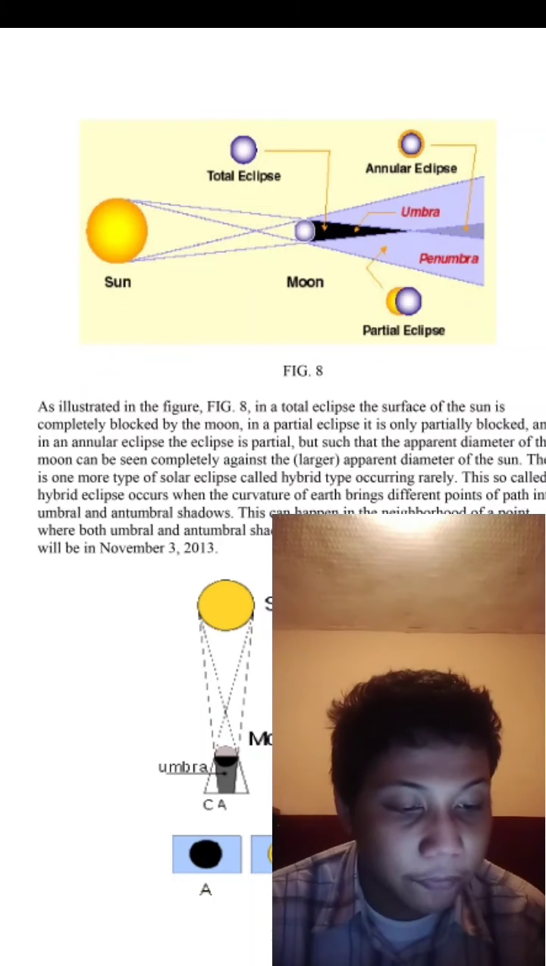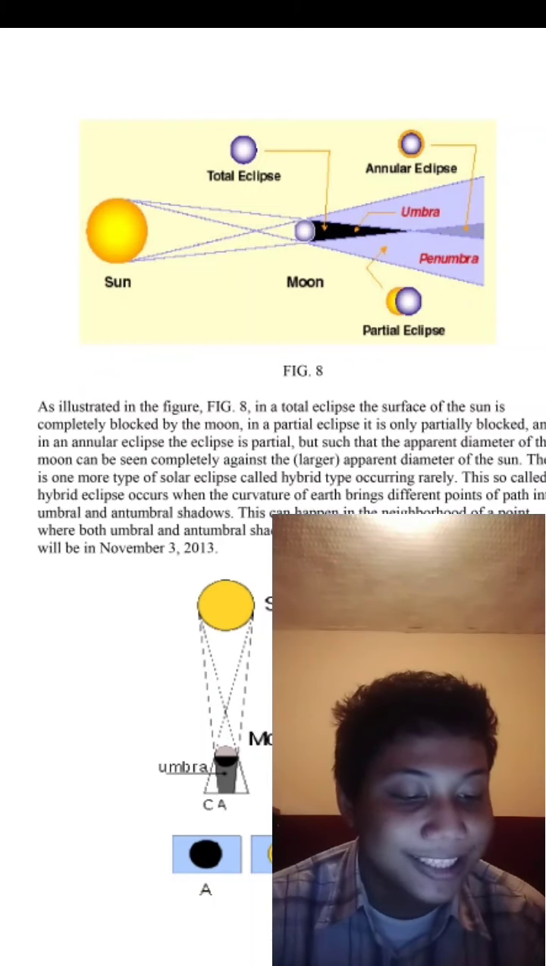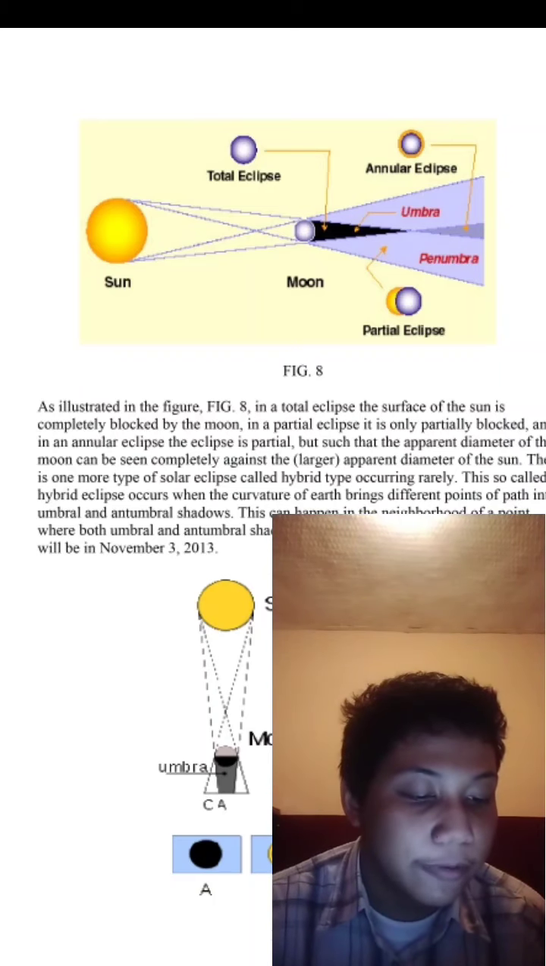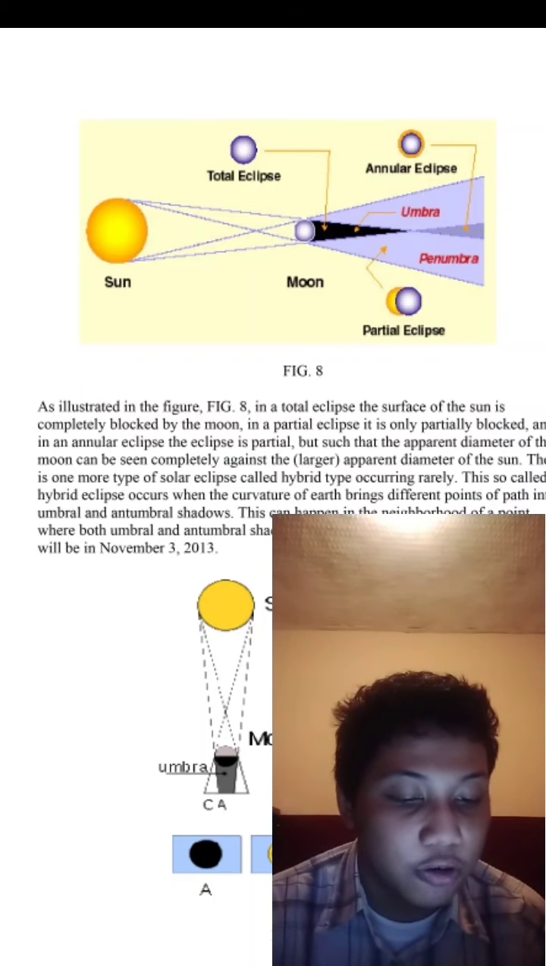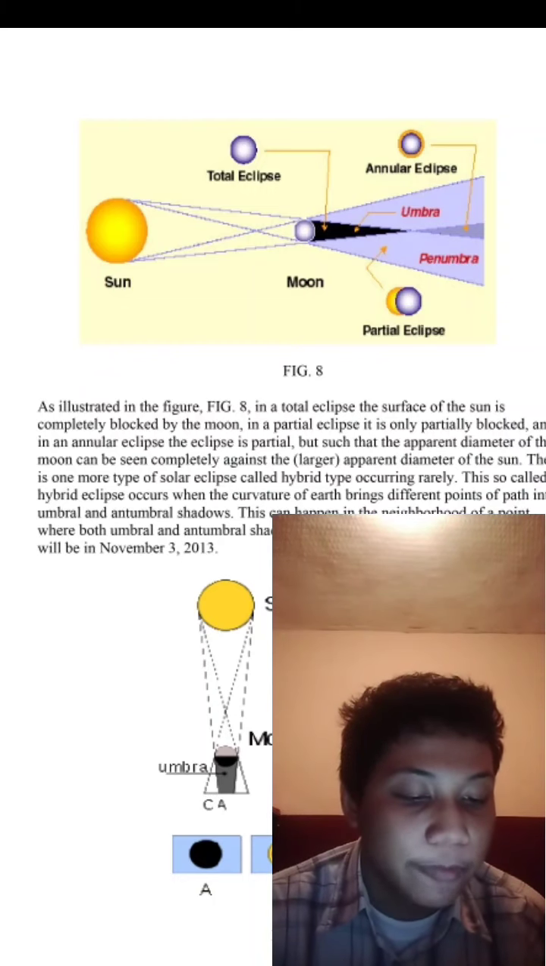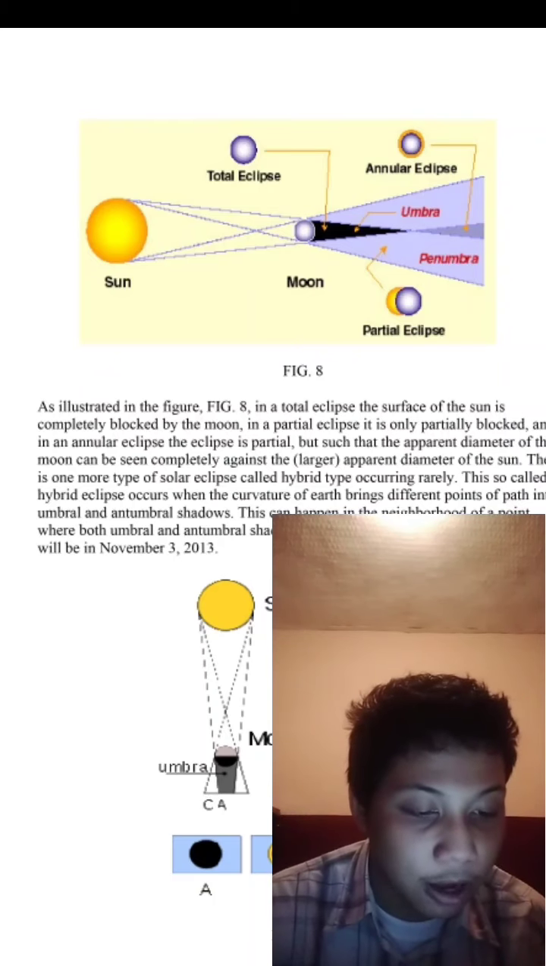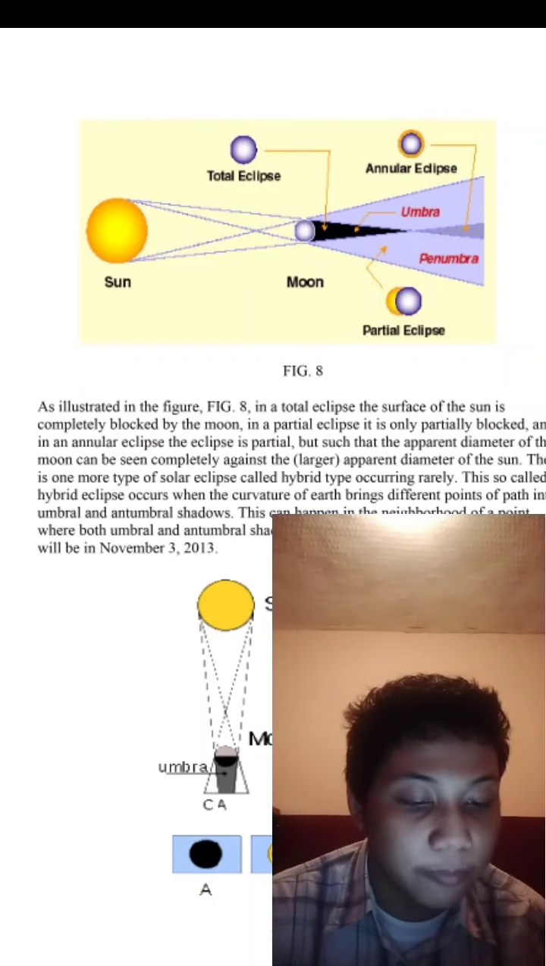As illustrated in the figure, in a total eclipse, the surface of the sun is completely blocked by the moon. In a partial eclipse, it is only partially blocked, and in an annular eclipse, the eclipse is partial but such that the apparent diameter of the moon can be seen completely against the larger apparent diameter of the sun. There is one more type of solar eclipse, called the hybrid type, occurring rarely.